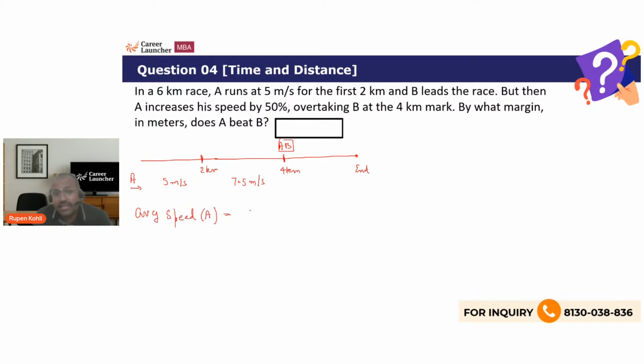Average speed is total distance covered by total time taken. So 2 and 2, 4 kilometers is the total distance covered by A, divided by total time taken. Total time is time in the first portion and time in the second portion. Time in the first portion will be distance by speed, so 2 kilometers by 5 meters per second. I'm letting this be in kilometers. I think I should multiply this with 1000 to make it meters, but I'm letting it remain in kilometers only. Plus another 2 kilometers by 7.5 or 15 by 2.